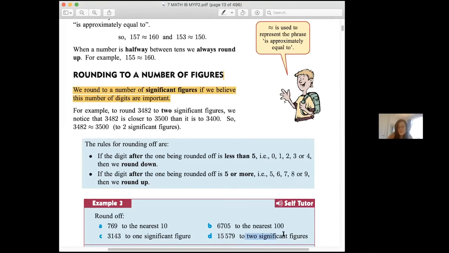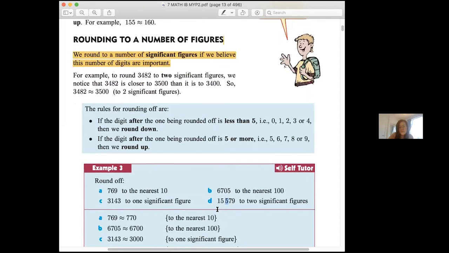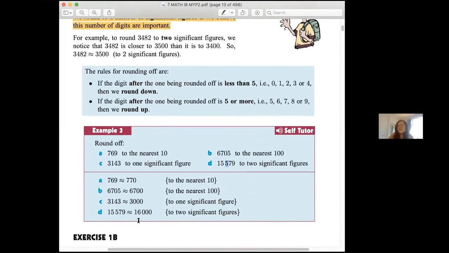D to 2 significant figures, which means the first 2 are important. So we wanted to round it to the thousands. I only need 2 digits. Then I'm gonna look at the third one, which is a 5, so we round it up. So the last one, D, is 16,000. I see some of you having difficulty with D. Please change it. I see E and Ethan have wrong answers also for D. Please correct it, okay?